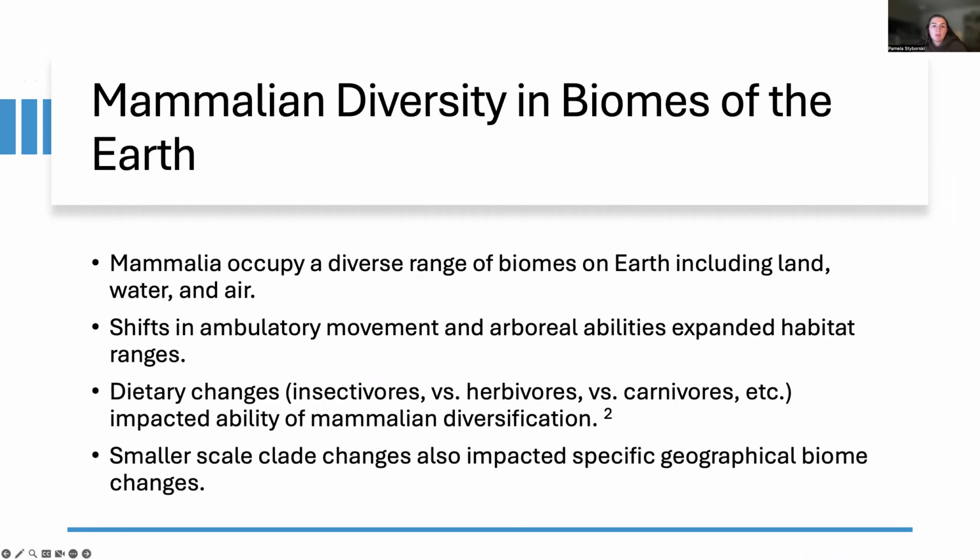Mammalian diversity in biomes of the Earth. Mammals occupy a diverse range of biomes on Earth, including land, water, and air. Shifts in ambulatory movement and arboreal abilities, like gliding, expanded habitat ranges. Then there were dietary changes, like insectivores versus herbivores versus carnivores, and those impacted the ability of mammalian diversification. And then there are smaller-scale clade changes that also impacted specific geographical biome changes.